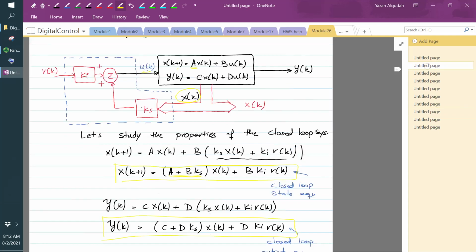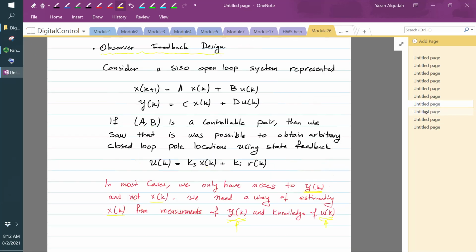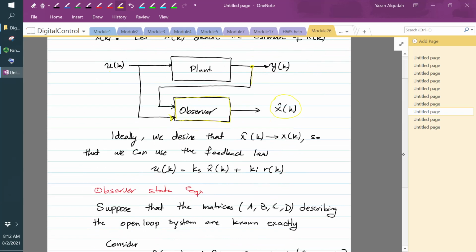So in here, this used to be x of k because I have access to the states of the system. But if I don't have access to the states, I can estimate x of k and multiply it by ks and add it to the adder here, and then I can do my state feedback controller.